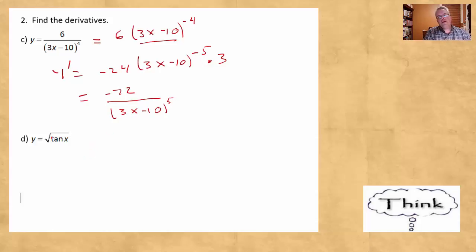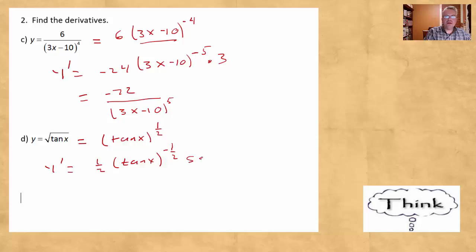Okay, let's do square root of tangent x. So I'm going to rewrite it. So this is the same as tangent x to the 1/2 power. Now we can use the power rule. So the derivative y prime would equal 1/2 tangent of x to the minus 1/2 times the derivative of tangent, which is secant squared x. Now, secant squared will end up in the numerator. Tangent x to the 1/2, or the square root of tangent x, will end up in the denominator. We have a 2 that will end up in the denominator.